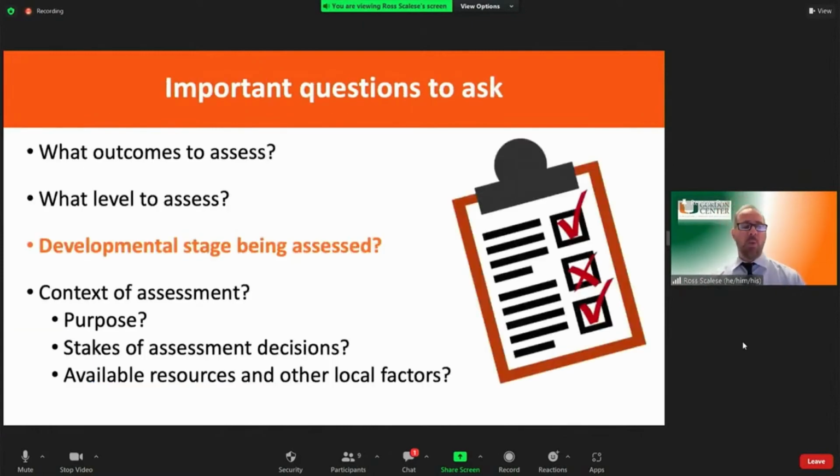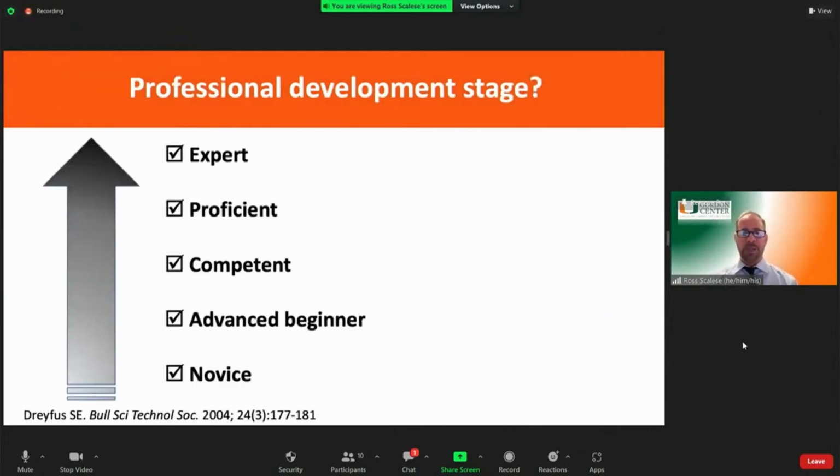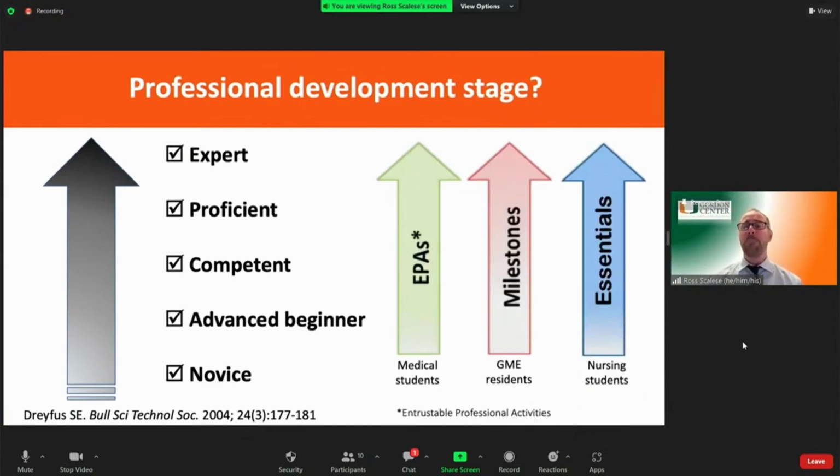The next question that I always ask myself is, what's the developmental stage that I'm trying to assess here? Certain assessment methods for a first year medical student are going to be a little bit different than for a practicing clinician with many years of experience. And so the developmental levels, there are many different frameworks for describing those. You're probably familiar with the Dreyfus Brothers model, where they elaborate different stages of development from novice to expert, with several in between stages. They elaborated these in terms of what are the cognitive processes? How do novices versus experts approach problem solving? But more recently, some other developmental frameworks have come into common usage. In the US right now, we're focusing a lot on EPAs, entrustable professional activities.